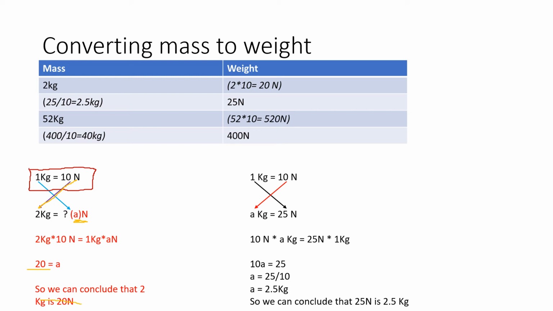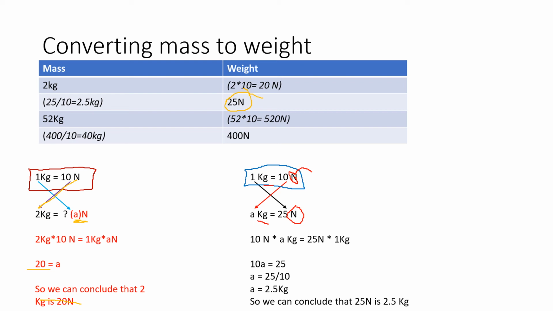Then we move on to the other way around. So now we are trying to figure out 25 newtons is how many kilograms. Similarly, we write the golden rule first. 1 kilogram is equal to 10 newtons. Then A kilograms is equal to 25 newtons. Then again we cross multiply. So remember that you must always write down newtons and newtons on one side, kilograms and kilograms on one side. Do not mess this up. Otherwise the whole calculation will be wrong.